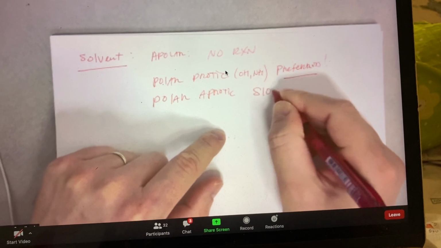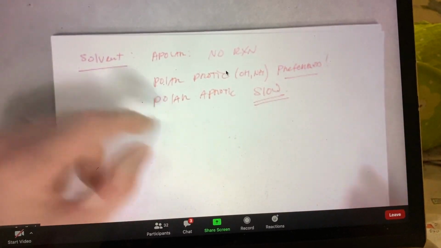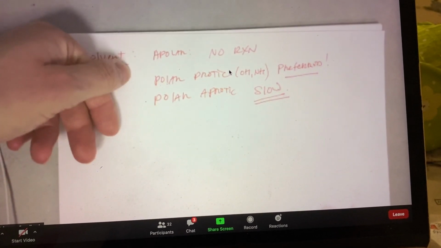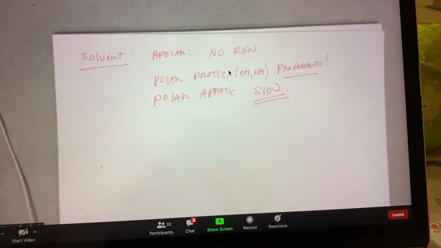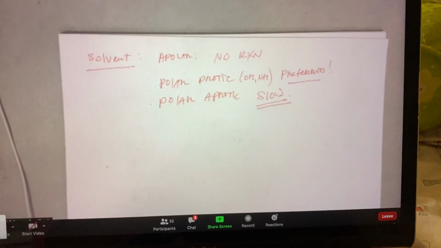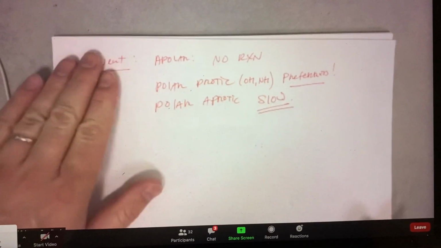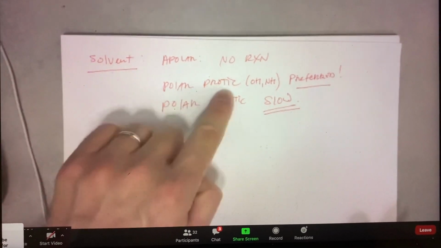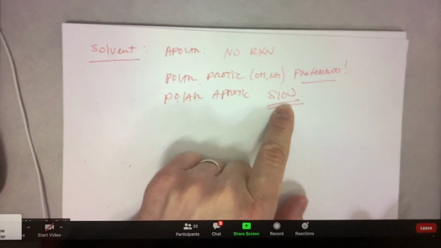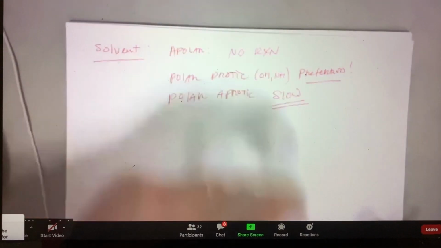SN1 slow. The polar protic and polar aprotic flip-flop for SN1 and SN2. And we'll talk a little bit about why this is right now. So just recall, this is for SN1, and polar protic is the best, and polar aprotic is slow. For SN2, these two are flip-flopped.